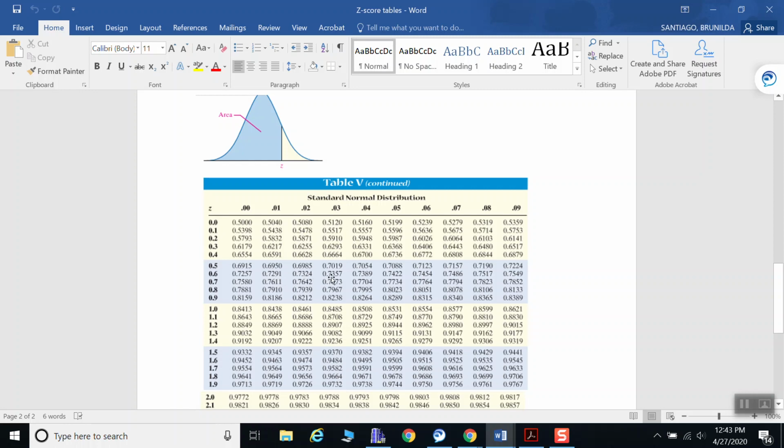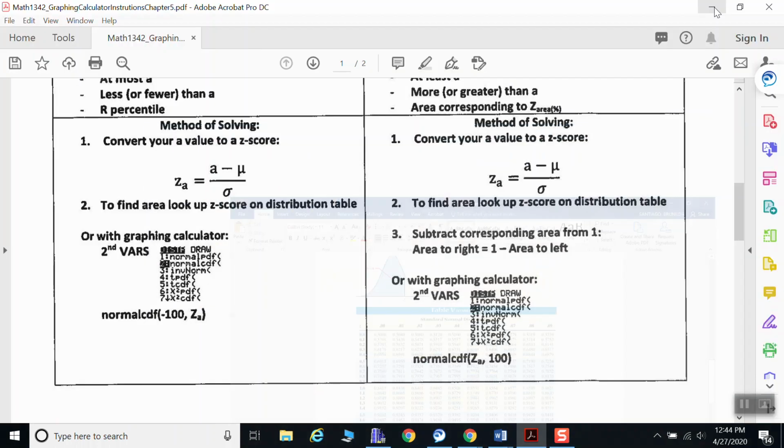And in this case, we should get 0.7357. That is the probability under the curve for the values of z equal to 0.63. So 0.7357 is the answer. Okay, that's the z of 0.63. Again, 0.6 and then 0, 1, 2, 3, 0.7357.